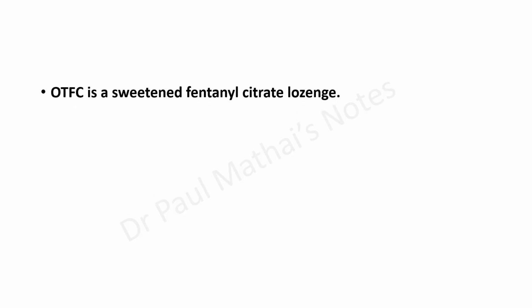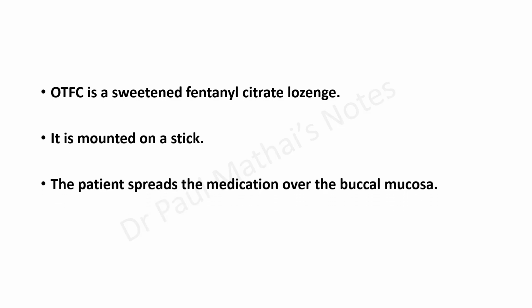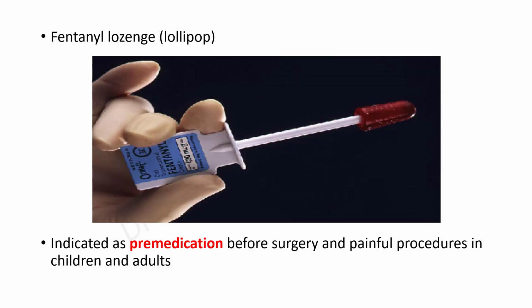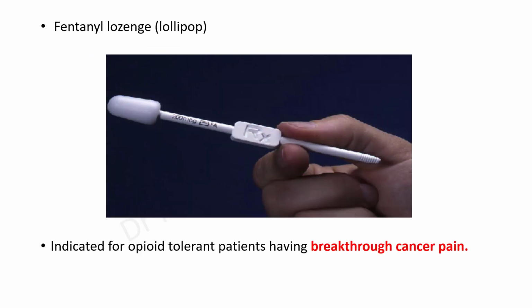Oral transmucosal fentanyl citrate. Now, this is a sweetened fentanyl citrate lozenge. It's mounted on a stick like a lollipop, and the patient spreads the medication over the buccal mucosa. It is suitable as pre-medication before surgery and other painful and unpleasant procedures in children and adults. Also useful in the treatment of opioid-tolerant patients having breakthrough cancer pain.